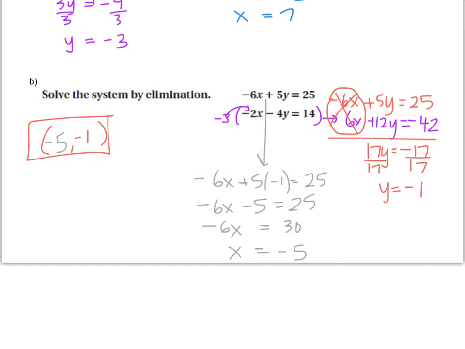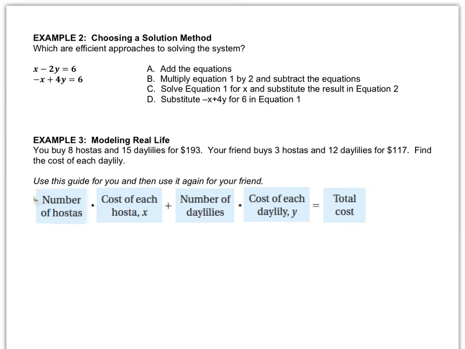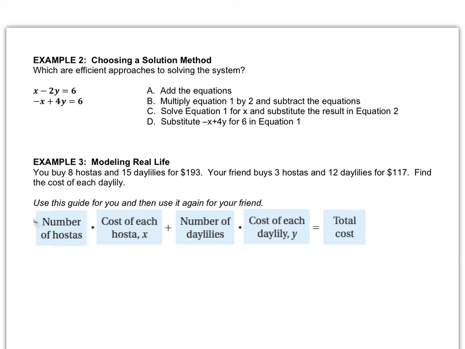All right, let's check out another one. In example 2, they ask us which approach could you use to solve the system. So pause for a second and see if you can figure out which choice it is. All right, it's choice A. Let's just kind of talk about the choices.